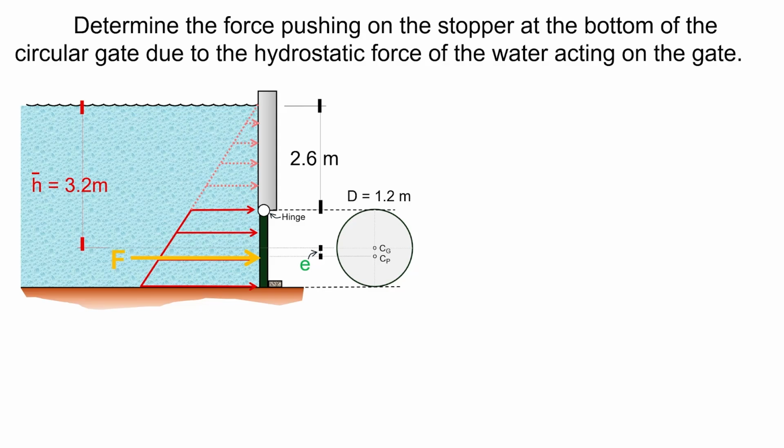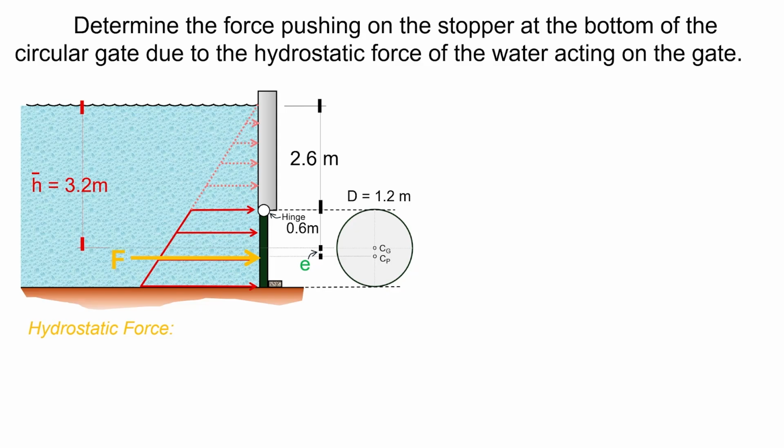And we know that because we know that this distance is 0.6 or half of the diameter of the circular gate. In order for us to solve the reaction at the stopper, we need to calculate the hydrostatic force F and the value of the eccentricity E. Let's begin with the hydrostatic force F.